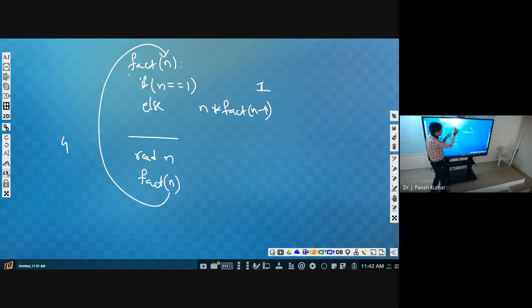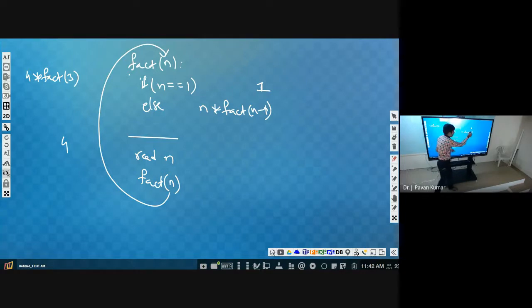Then that value will be checked whether n is equal to 1 or not. Now is it true or not? n is equal to 1 is false. So it will come to else. What will happen? n into fact of n minus 1. What is n value? n value is 4. So 4 into what it will become? 4 into fact of 3. Where is this fact? Again here only, right?